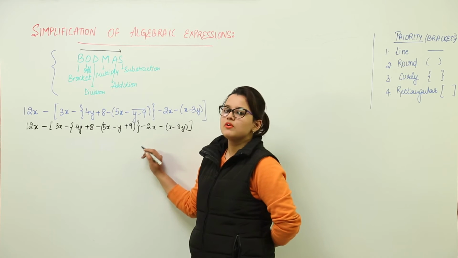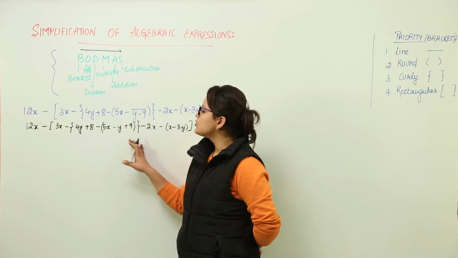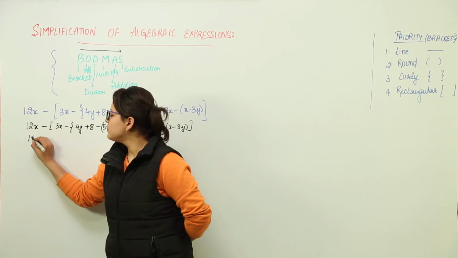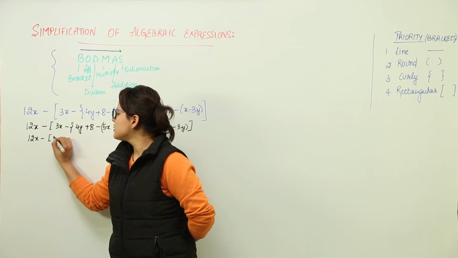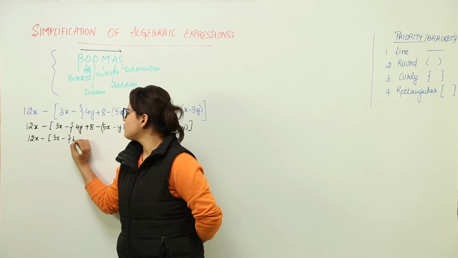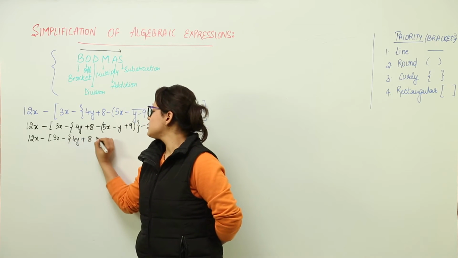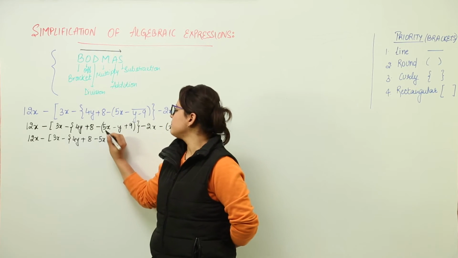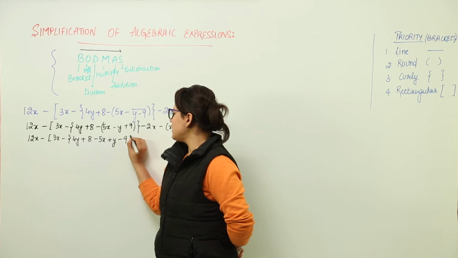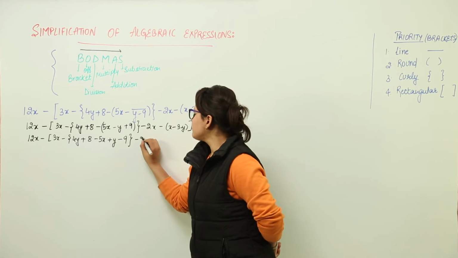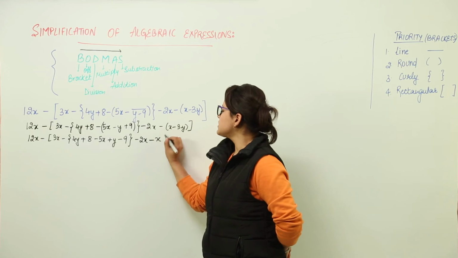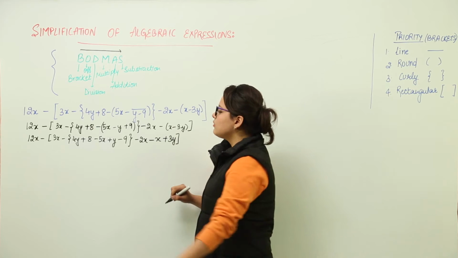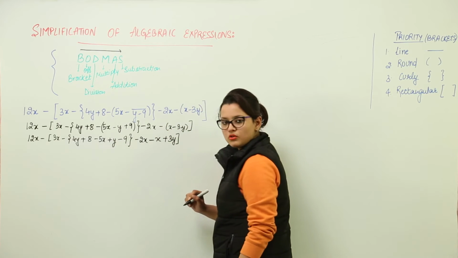What is the next type? We have the round brackets now to be solved. We have two round brackets here as well as here. We are going to solve them. We'll write 12x minus 3x minus 4y plus 8. Now minus 5x minus and minus plus y minus plus minus 9, and that's it. Now we have minus 2x minus x minus minus plus 3y, and that's it. Now we have got rid of all the round brackets also.